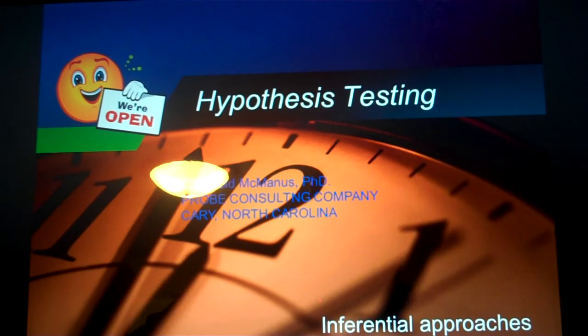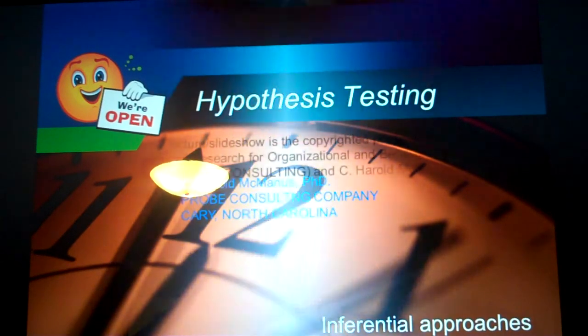Let's talk about hypothesis testing with inferential approaches.